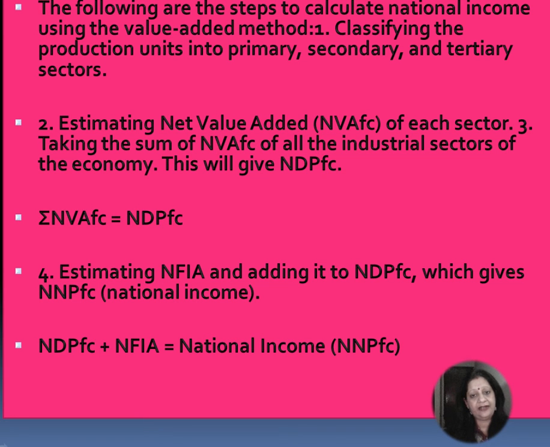This will give net domestic product at factor cost. So, estimating NFIA and adding it to net domestic product at factor cost gives net national product at factor cost, which is also known as the national income. So this is the formula of calculating the national income with the value added method.